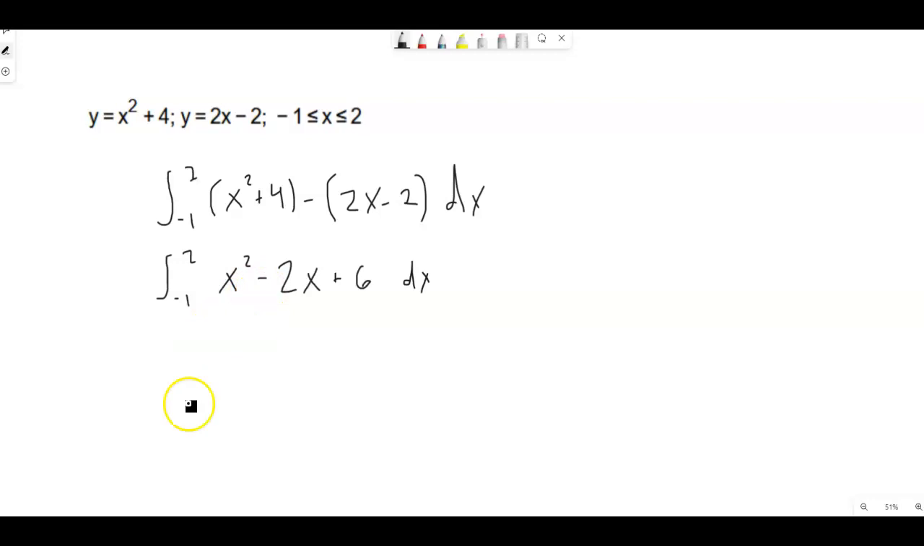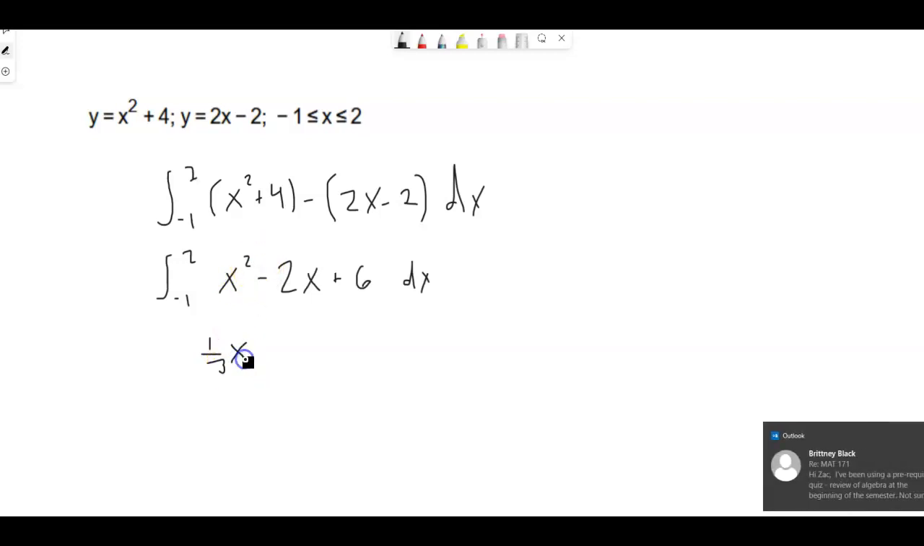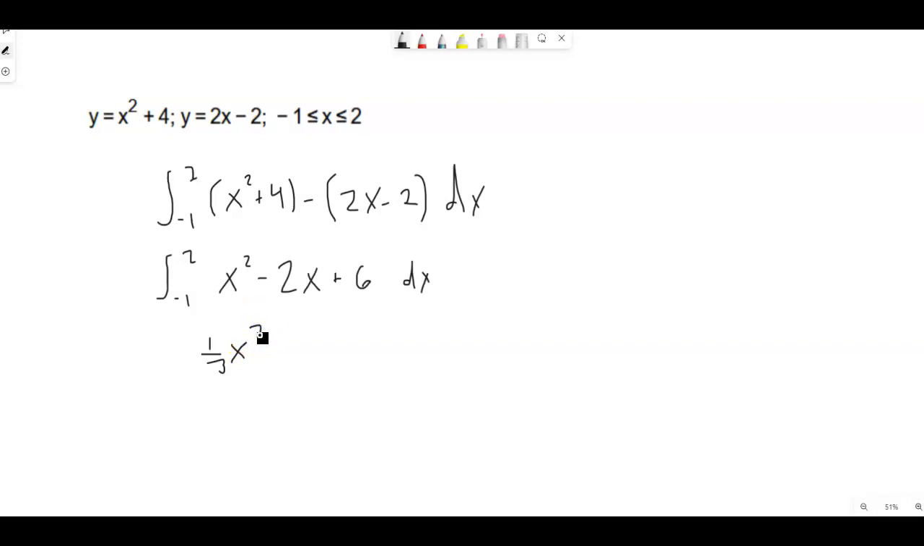which is the power rule. We add 1 to the exponent and then divide by 3. So that will become one third x cubed. Then this will become minus, that's 2x squared over 2, which is just x squared, plus 6x. And we're going to evaluate this from -1 to 2.